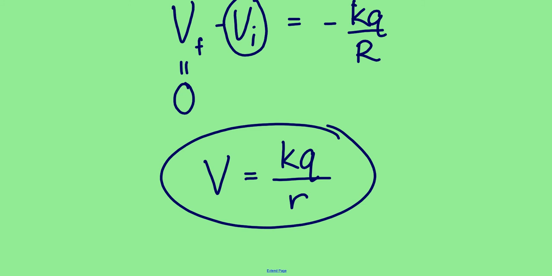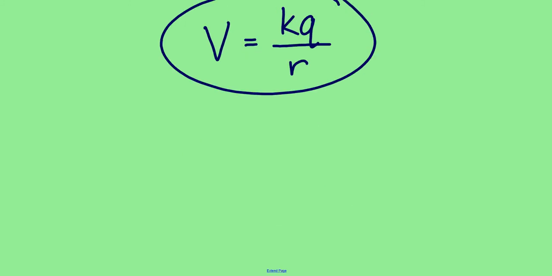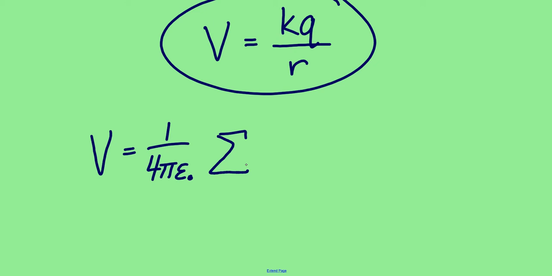Or more specifically, we're allowed to use things that are on our equation sheet. And so on the AP equation sheet, it's expressed as V equals 1 over 4 pi epsilon naught, which we know is just another way of writing K, times the summation of Qi over Ri.